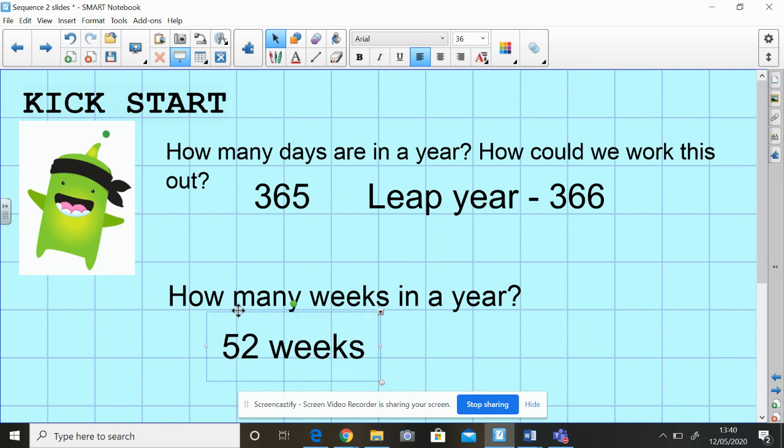Okay, so there are 52 weeks in a full year. And mostly every month has about 4 weeks. You can look at a calendar and check how many weeks are in each month.